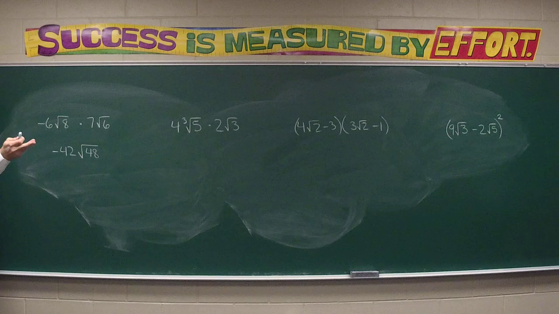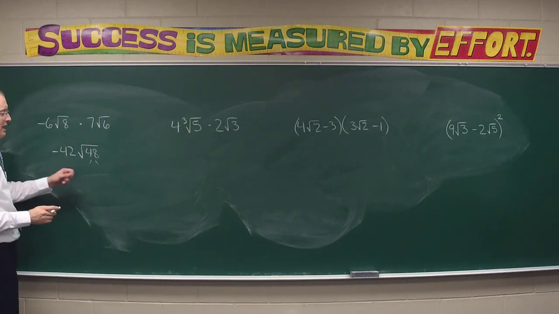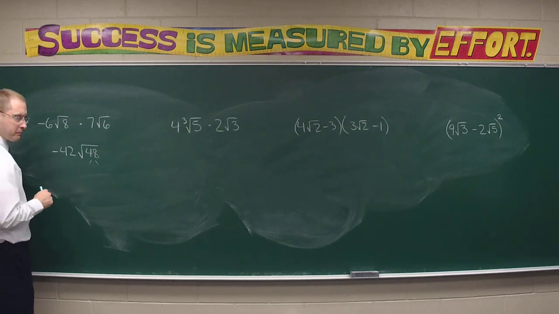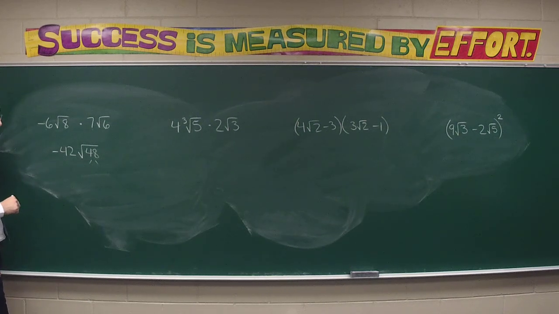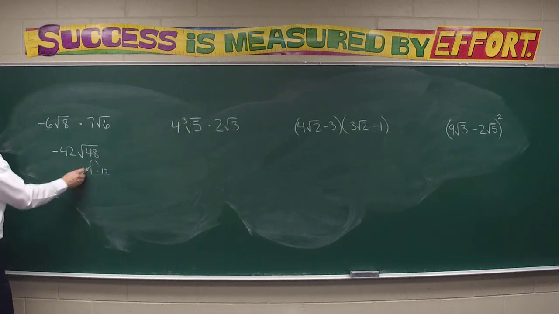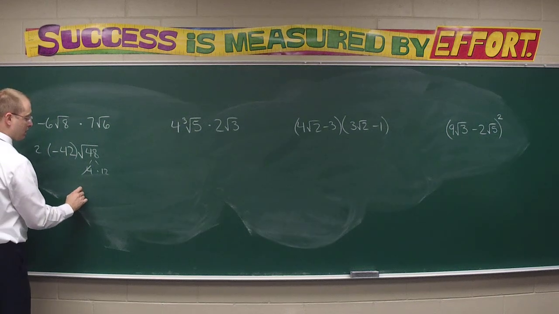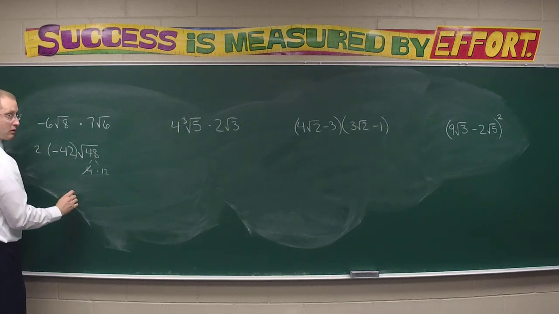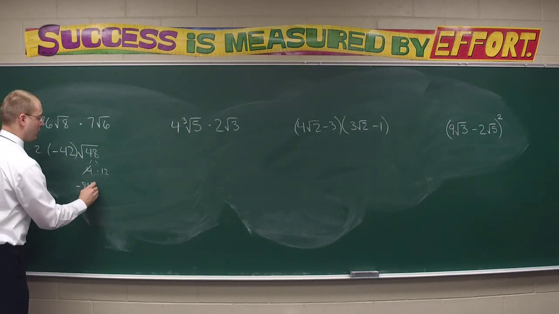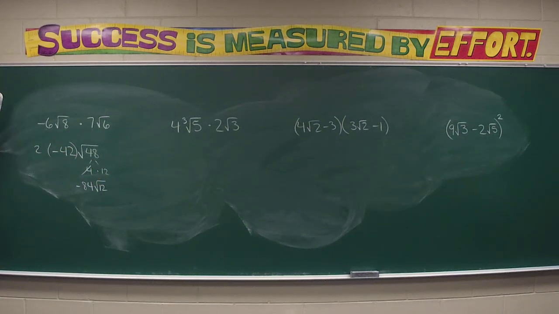And then at the end we see if we can reduce. To reduce, I need to factor the 48 so I get a square. 4 and 12. All right, pull out 2, times the negative 42 we already had. Negative 84 times the square root of 12. How many have this answer? Negative 84 times the square root of 12. Ooh, lots of people did it.